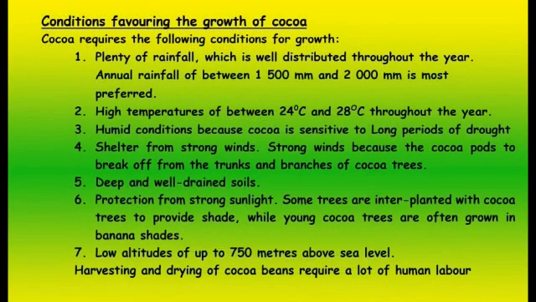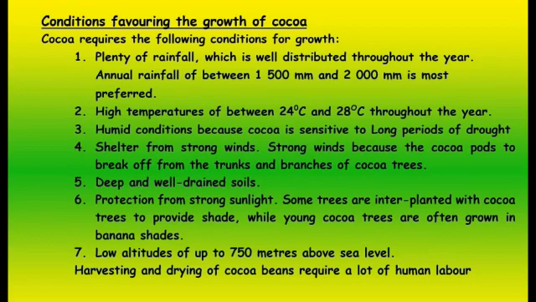Conditions favoring the growth of cocoa. We have said cocoa requires plenty of rainfall throughout the year, about 1,500 millimeters to about 2,000 millimeters throughout the year. High temperatures of about 24 degrees Celsius to 28 degrees Celsius throughout the year. The area has to be humid, high humidity throughout the year, well-drained fertile soils, and low altitude of up to 750 meters above the sea level.